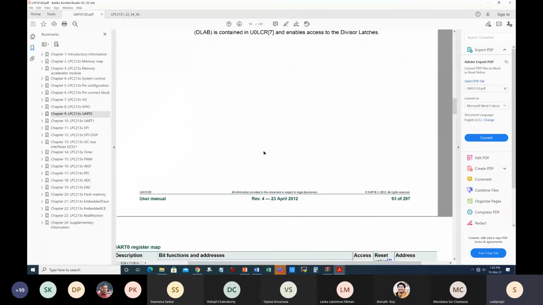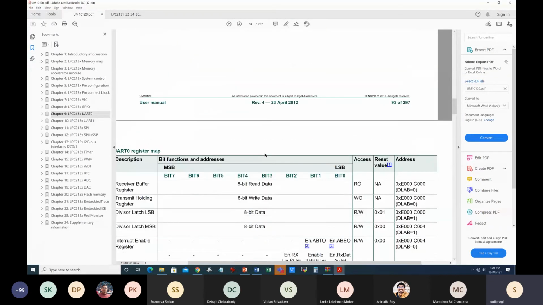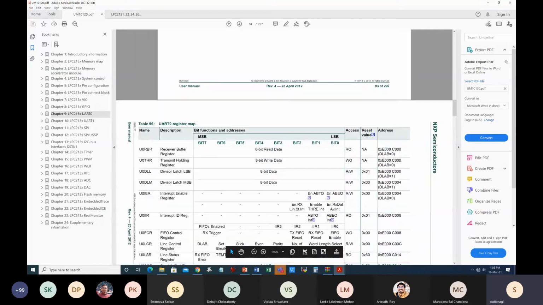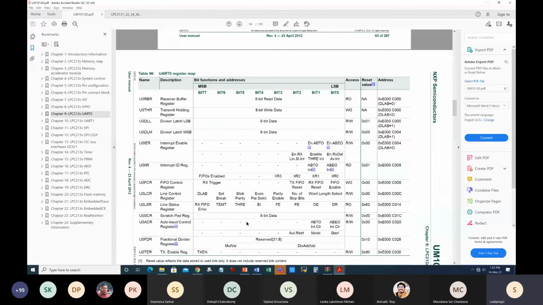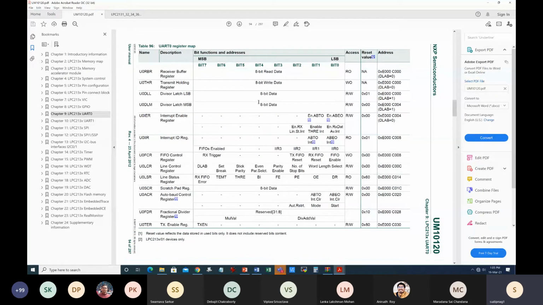Okay, now looking at the register set, you can look at this register set, which is relatively long. We'll have to study this to some extent. This is the UART 0 register set. The UART 1 will have a separate map of registers.